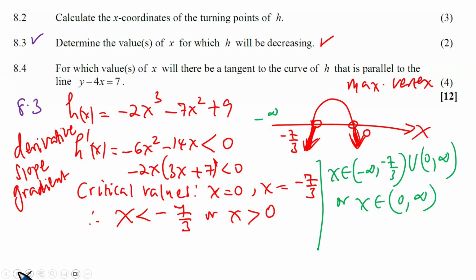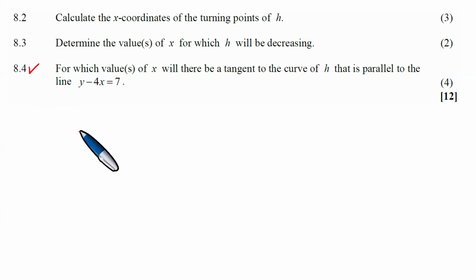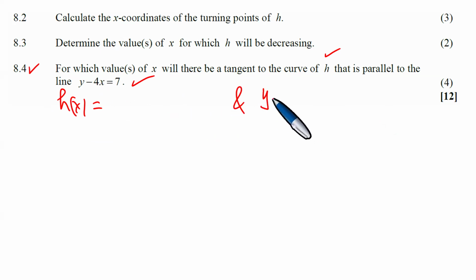Next point. Right, 8.4 is a beautiful question. It says, for which values of x will there be a tangent to the curve of h that is parallel to this line here. Very creative examiner. A tangent to the curve h. Now, let's remember h, but also simultaneously write down this one, which is y minus 4x equals 7, which means y equals 4x plus 7.